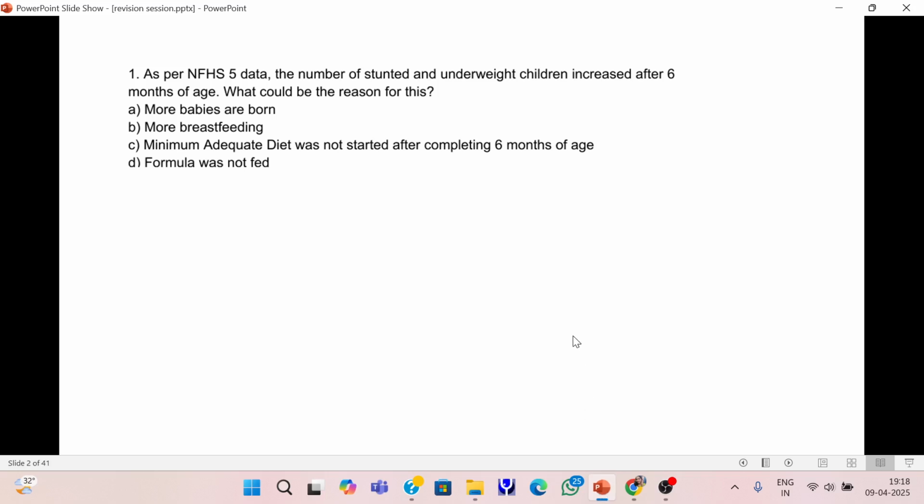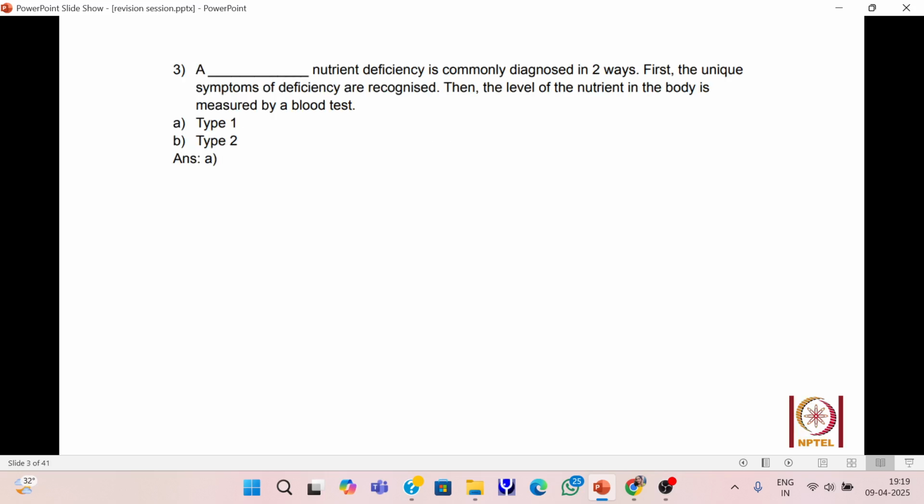Okay, everyone is done. Let's see what is the correct answer. It is C. Minimum adequate diet was not started after completing 6 months of age. Moving on to the next question. A dash nutrient deficiency is commonly diagnosed in two ways. First, the unique symptoms of deficiency are recognized.